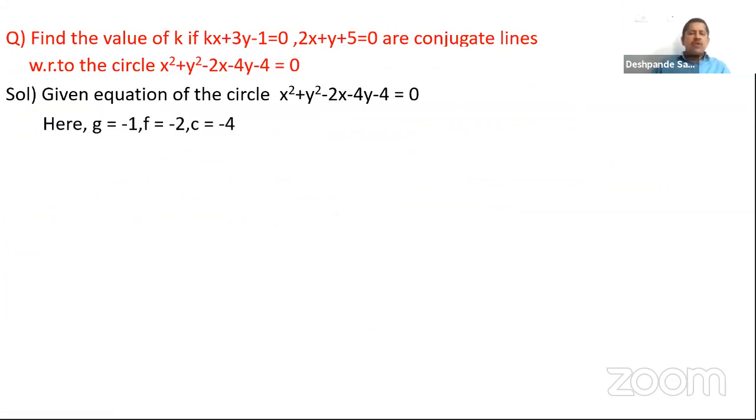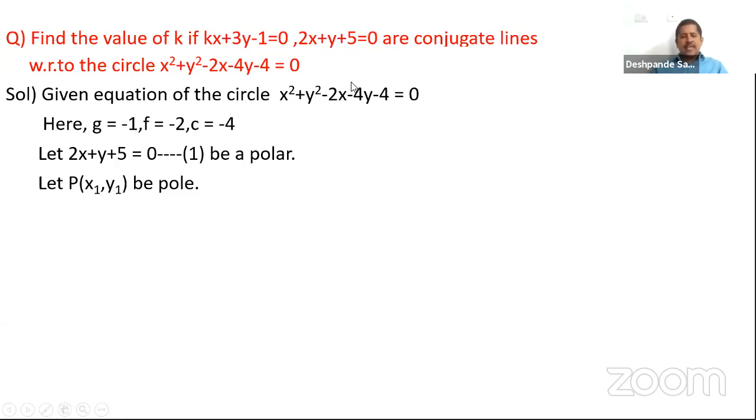You find the G value, F value, and C value. So 2G is minus 2, 2F is minus 4, and C is minus 4. So G is minus 1, F is minus 2, and C is minus 4. Then what is given? You got two lines here. These two lines are conjugate lines, so you can straight away say that these two lines are polars also. So you take any of these two lines as polar equations. We have preferred 2x plus y plus 5 equals 0 as the polar equation because this does not have the letter k, which you are supposed to find. Here, you got an unknown.